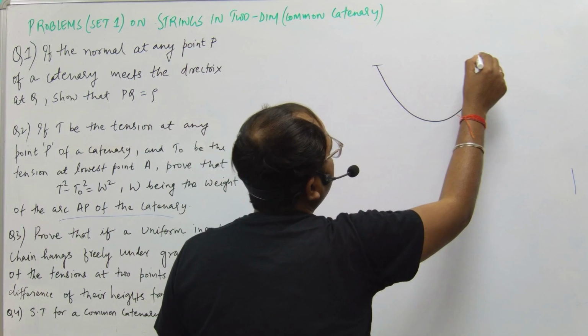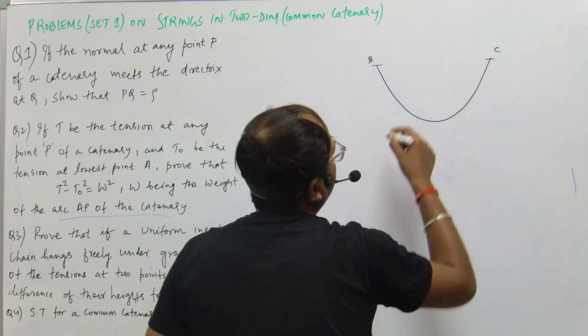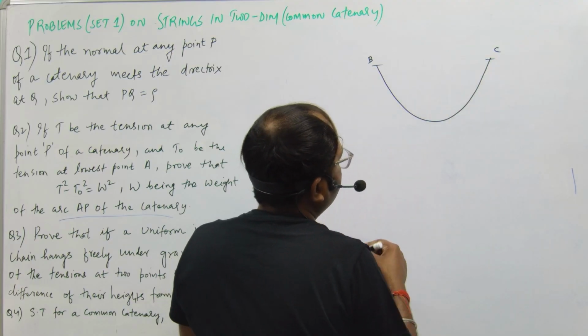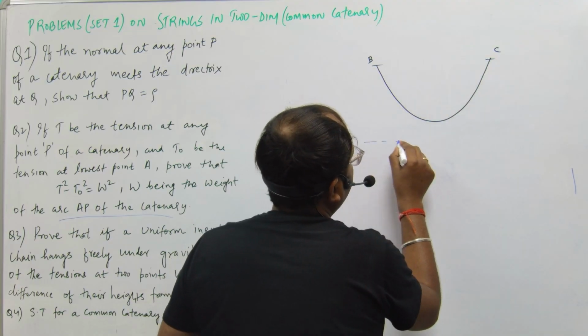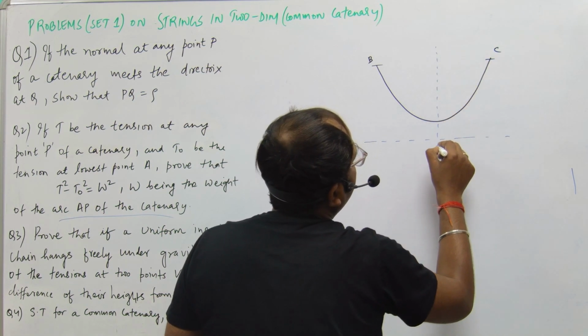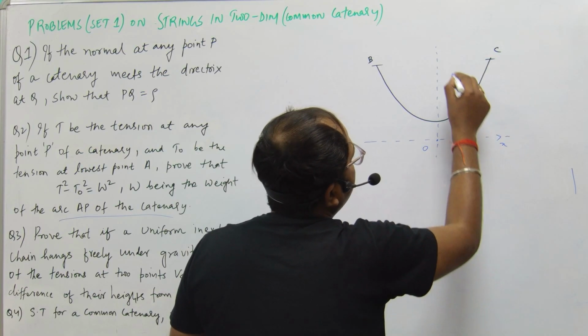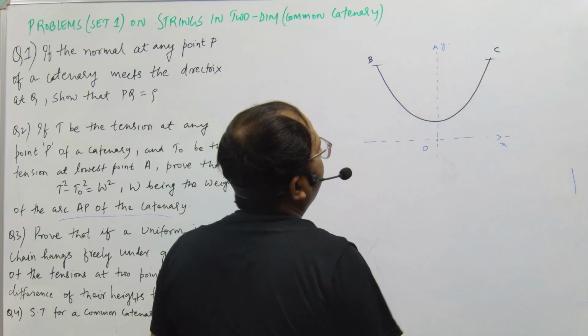These are the two points where it is hung. Let us take this as B and this as C. This is the axis of x and the axis of y. The axis of x is the directrix, and this is the axis of y, the axis of the catenary. So this is the x axis, this is the y axis.